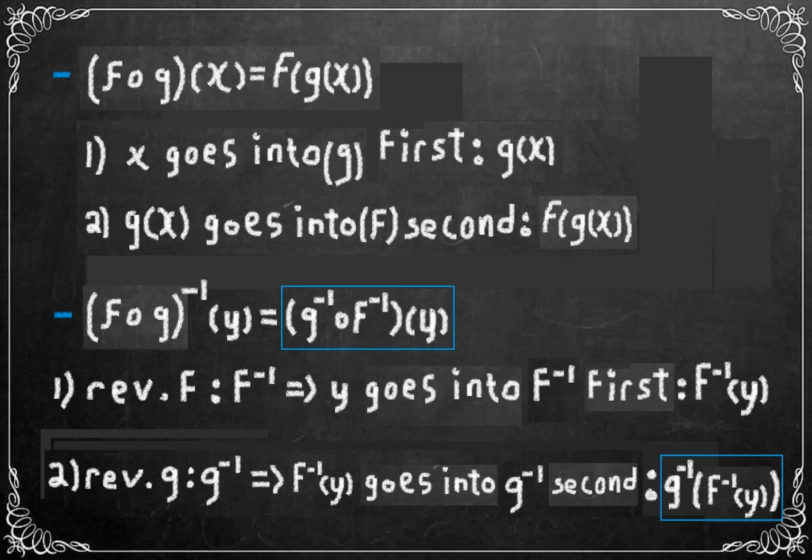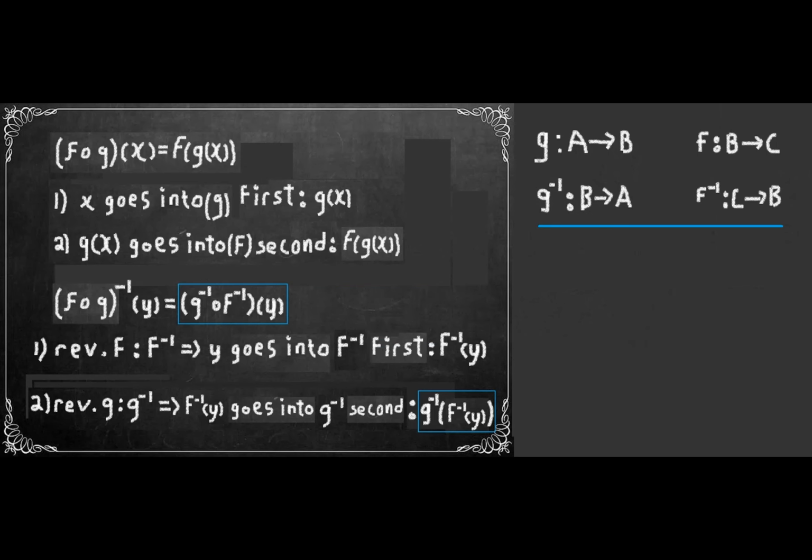The notation for applying f inverse first, then g inverse second, is g inverse ∘ f inverse of y, blue box. The input y goes into f inverse first, f inverse of y goes into g inverse second, yielding g inverse of f inverse of y, blue box, bottom right. The blue box correctly reverses the order of operations performed by f∘g, ensuring the original input value is recovered.